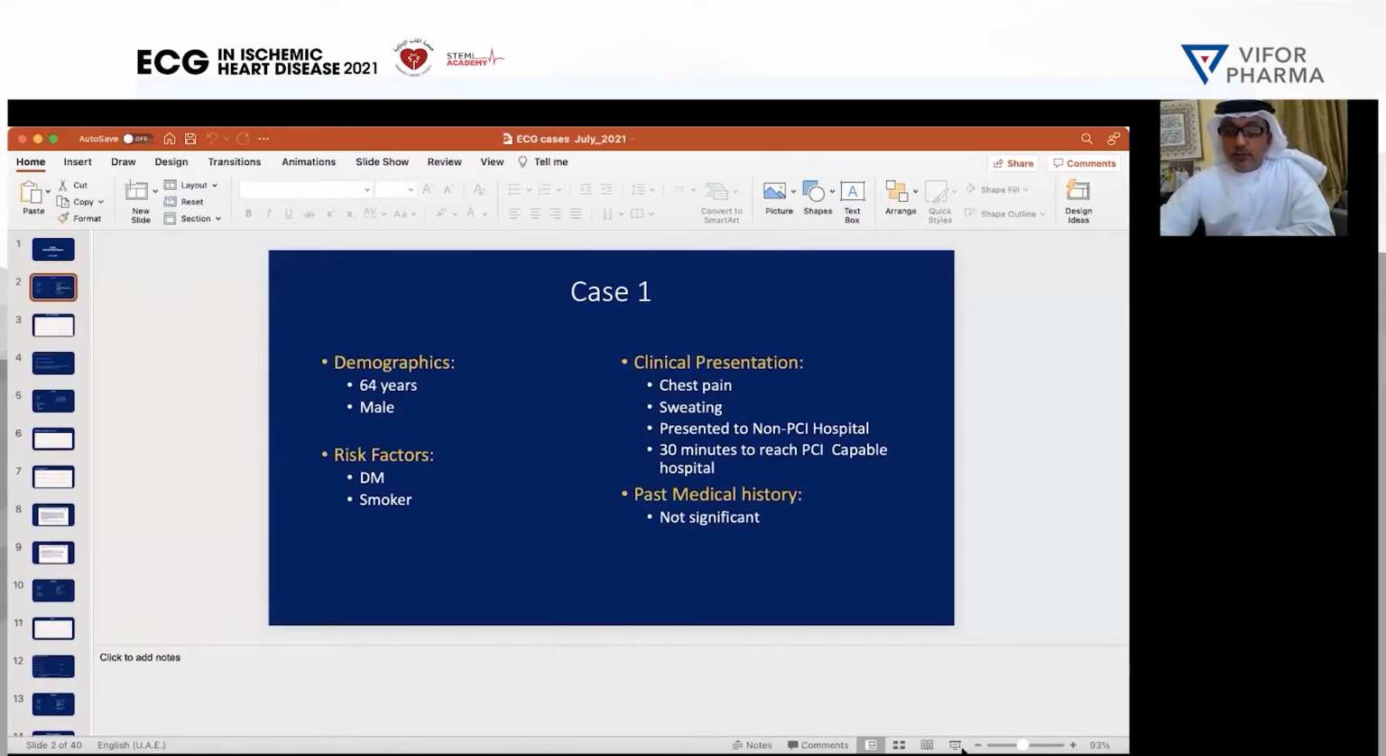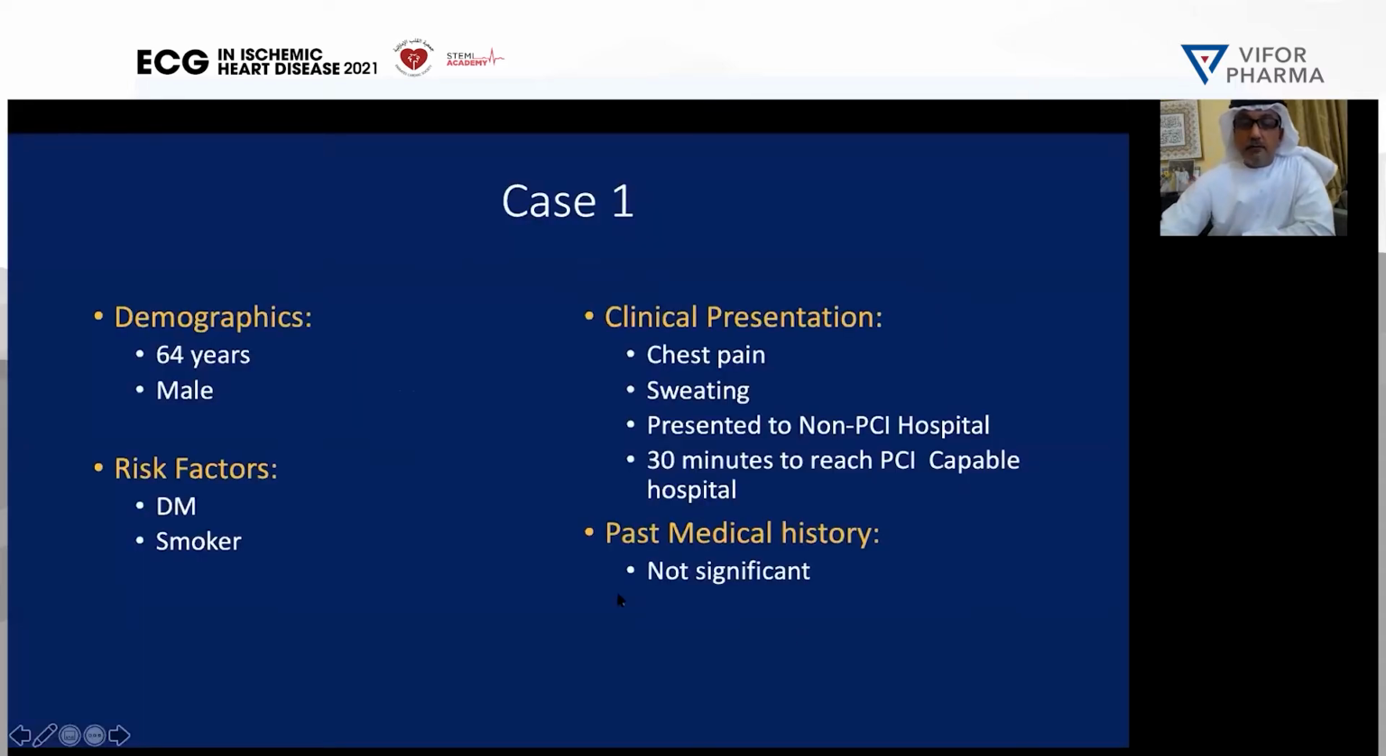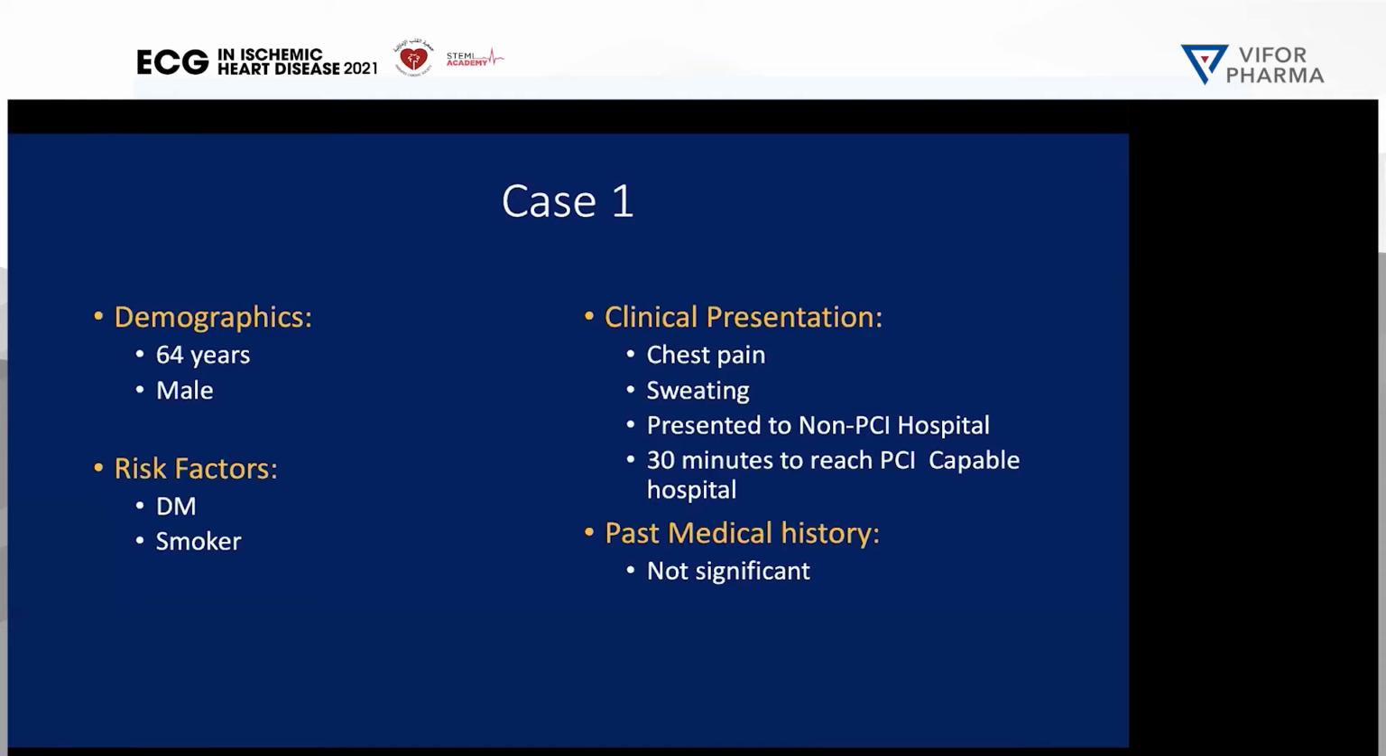So what we'll do is we'll show the case, and then I will ask you, Dr. Sharif, to read it, and we'll go over the tracing of the ECG in a stepwise approach, so it can be informative. And then at the end, we'll give a message out of that ECG. So this is a 64-year-old male diabetic smoker, who comes in with chest pain, and presents to a non-PCI hospital, 30 minutes from a PCI-capable hospital.